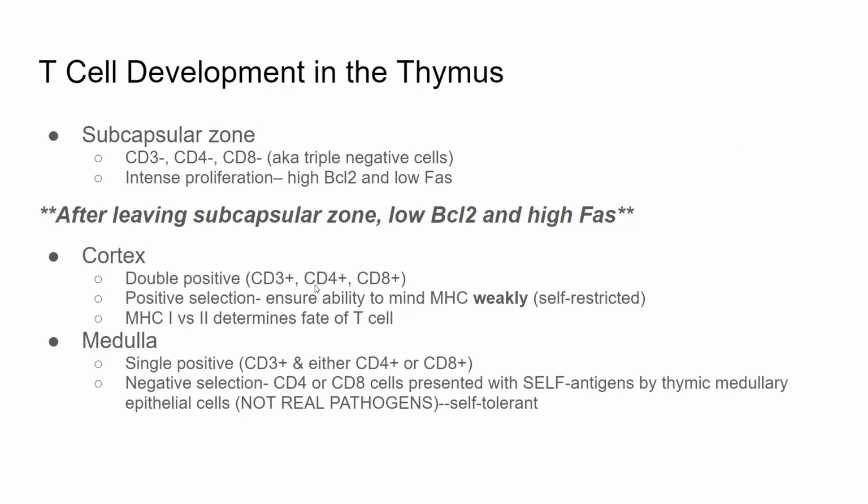But CD3 is the marker for all T cells. So CD8 and CD4 T cells will both have CD3. So here is where they undergo positive selection. Positive selection happens in the cortex. This is where you want the T cell to do something: you want it to be able to bind to an MHC receptor. If it does this, it's called self-restriction.